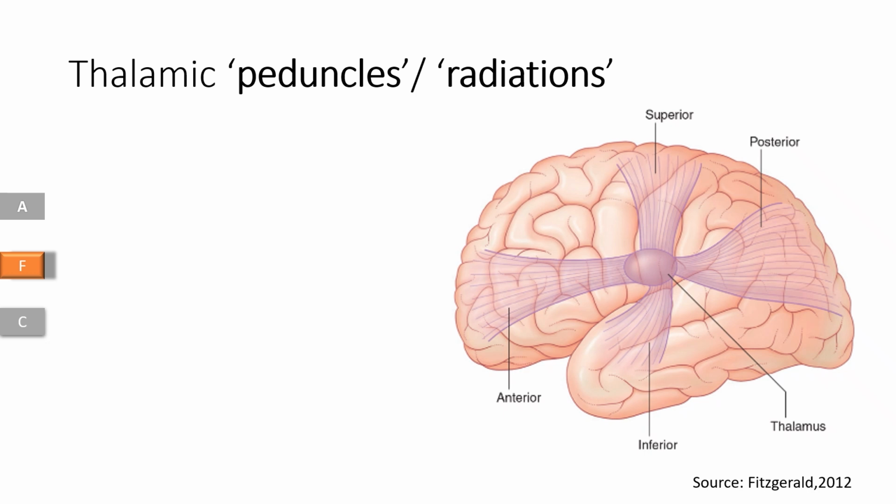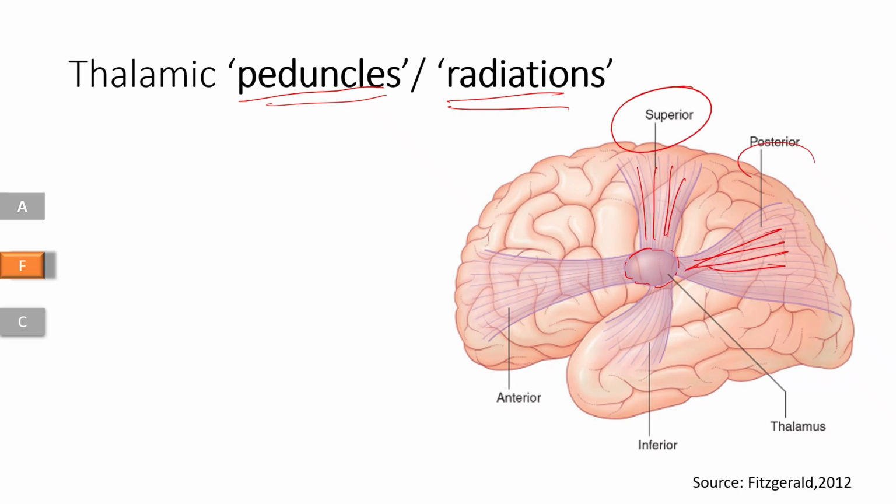Now we are going to learn about something called thalamic peduncles or thalamic radiations. As you can see, this is the thalamus, and it is connected by large groups of fibers to the superior aspect, the posterior aspect, the inferior aspect, and the anterior aspect. In terms of brain anatomy, that is the frontal lobe, the parietal lobe and posterior part of the frontal lobe, the occipital lobe, and the temporal lobe. These are called thalamic peduncles, also called thalamic radiations.